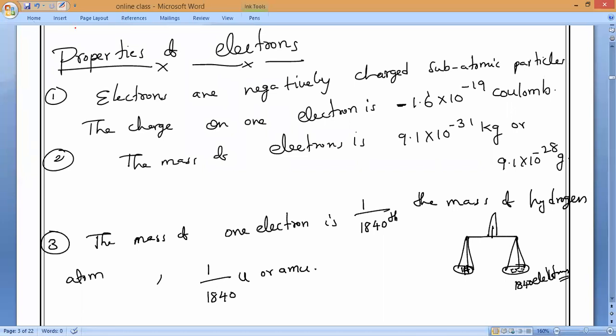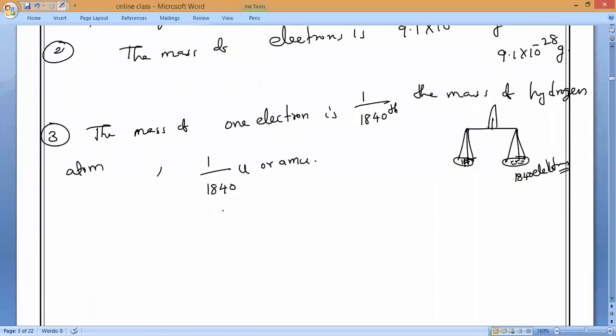Are you clear? That is why the mass of electron is negligible. Is it okay? Do you understand, everybody, why the mass of electron is negligible? Because of this. Understanding, everyone? So that is what it is.